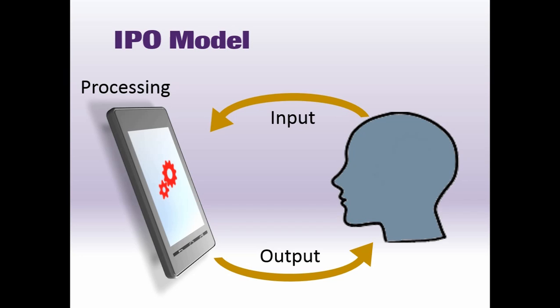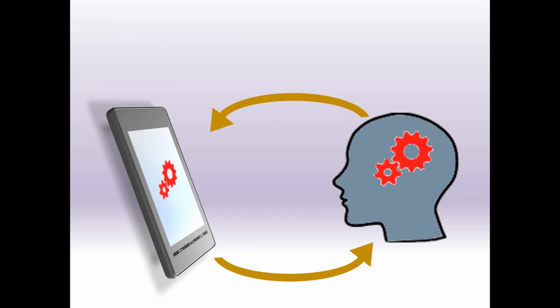We might need to ask the questions: what information do we need to get from our user? What kind of manipulation do I need to do with the data that I have? And how am I going to communicate the results back to my user when I'm all done? We can also extend this IPO model when we think about interactive applications.